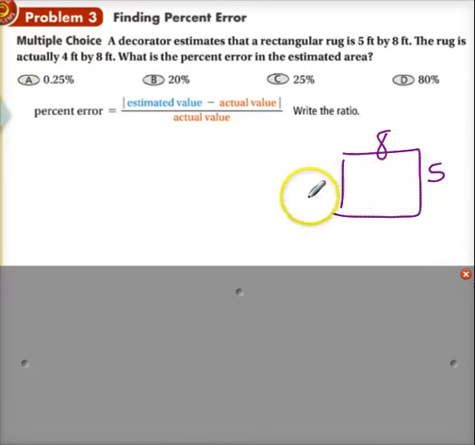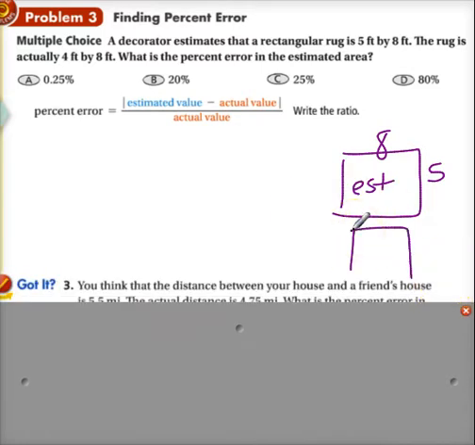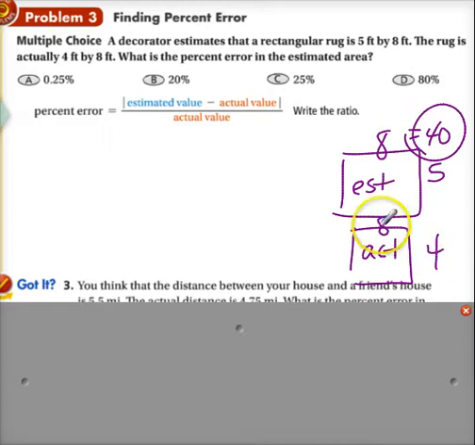Okay, so this is the estimate, and if I move this down a little bit, this is the actual. So the actual was 4 by 8. They were off by one number. Okay, well, I need to find the area. So the estimated area is 5 by 8. That gives me 40. And the actual area is 8 by 4, so it should have been 32.